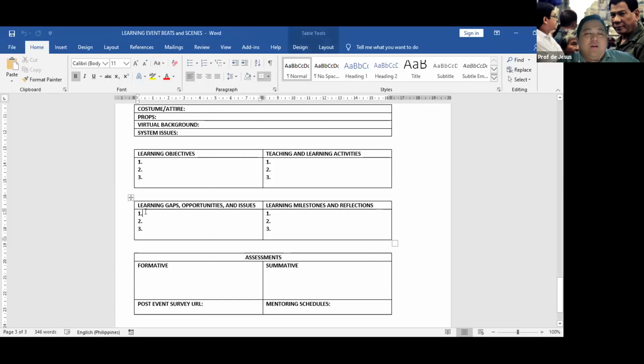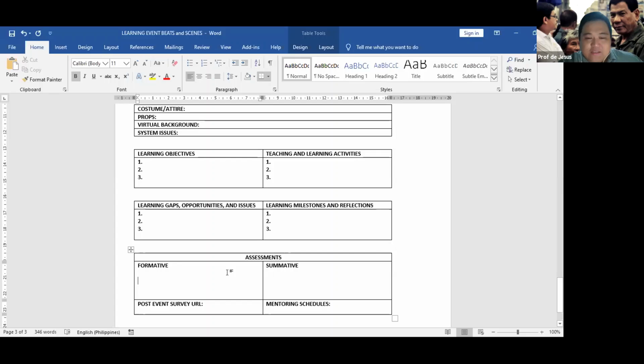How about what do you think are the things that your students need to address? Like let's say for algebra, do they know how to multiply fractions in the first place? Because if not, then it will be very difficult for them to really learn algebra. Believe me, it happened to me. So learning milestones and reflections.